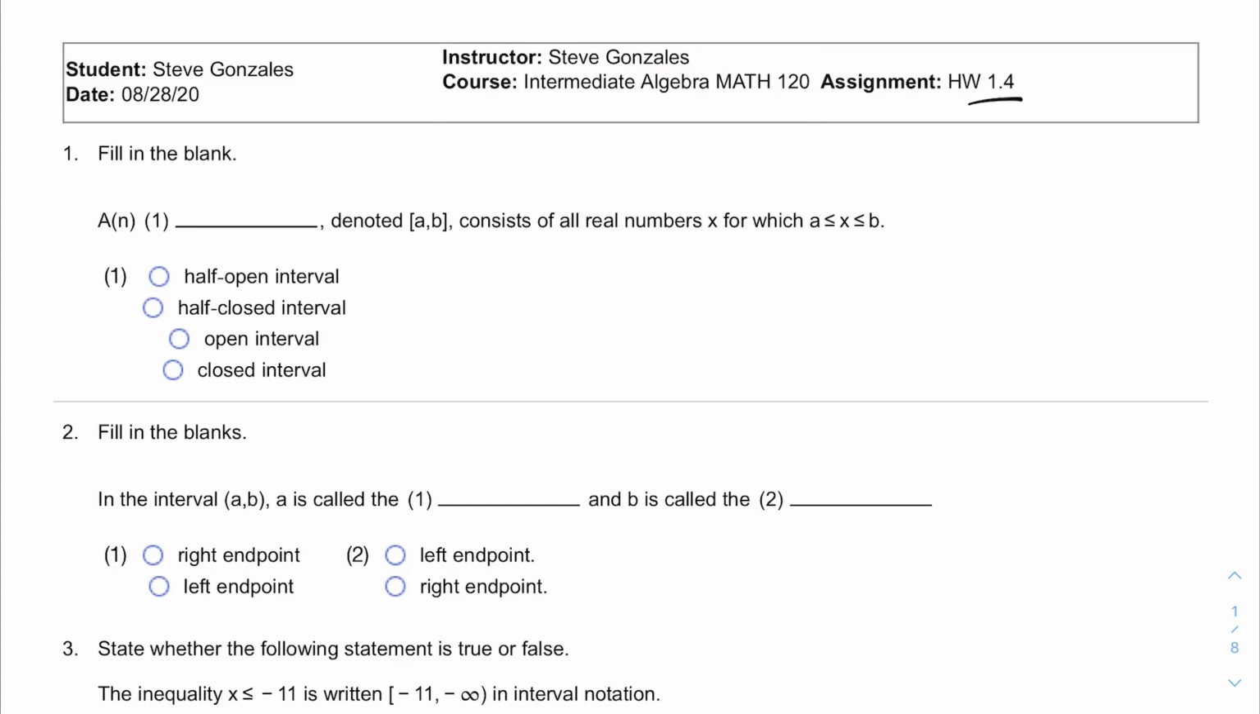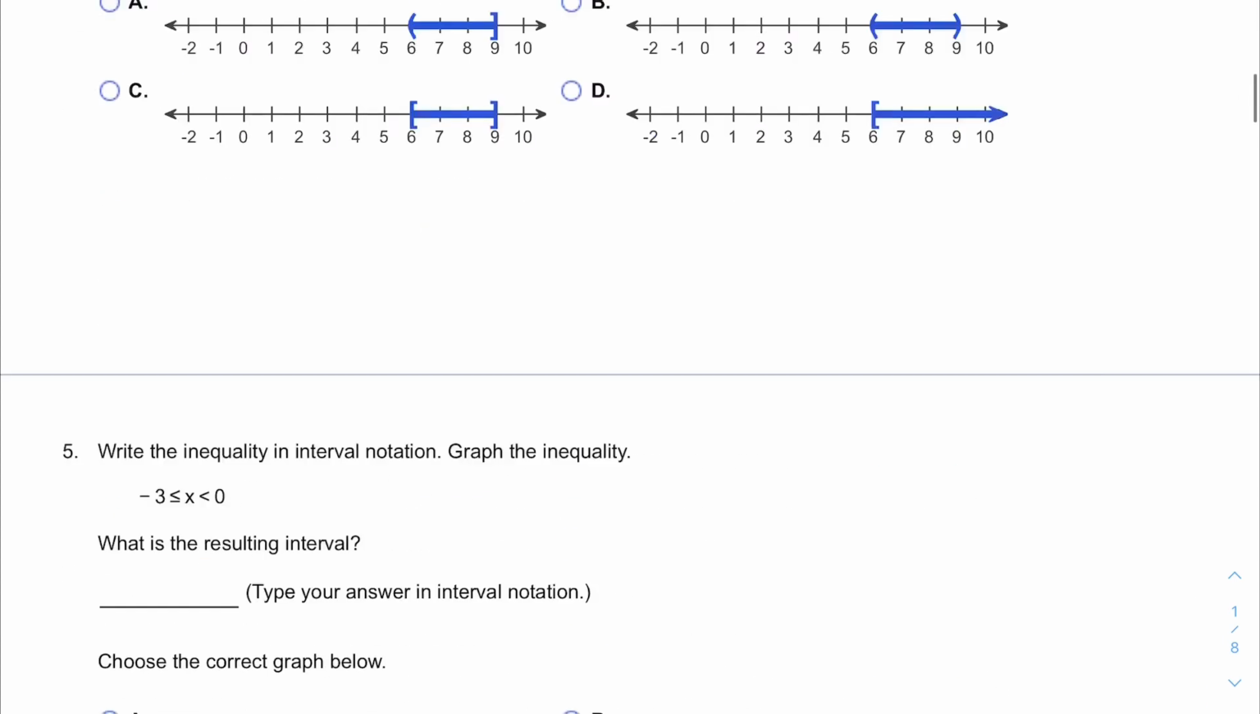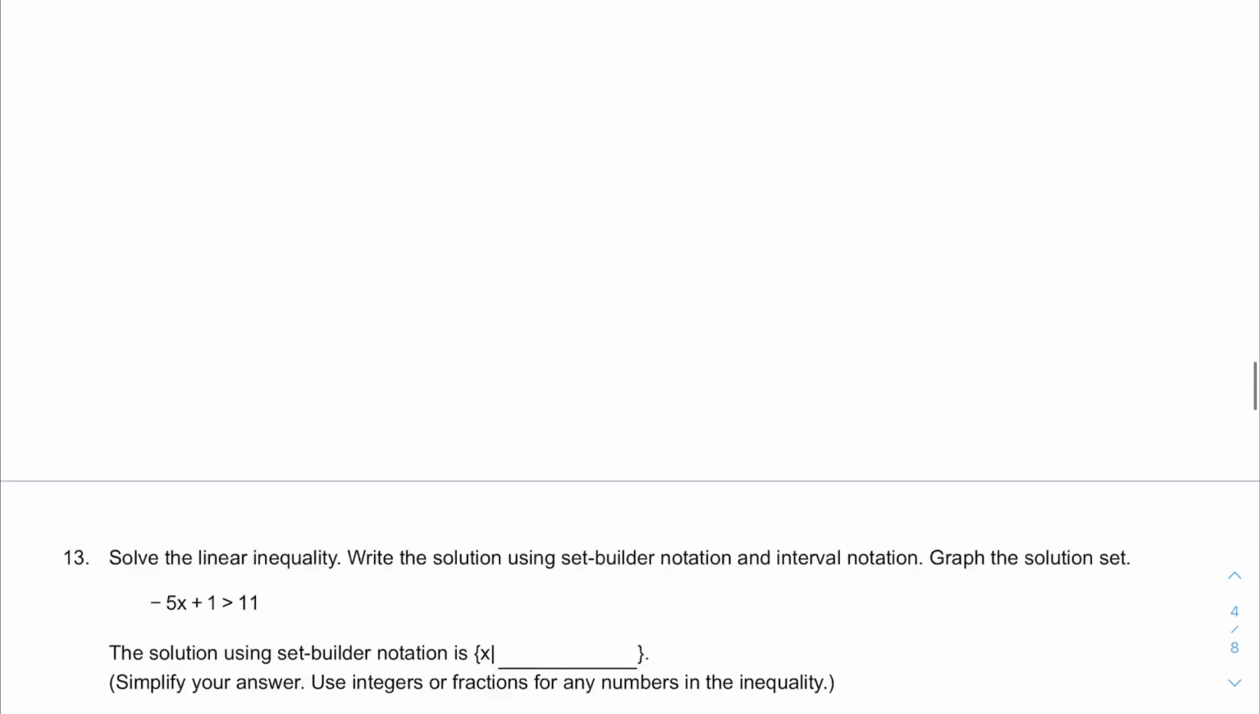Before I do the problems on 1.4, what I'd like to do is actually give you some notes about this topic, to maybe give you some notation ideas and fill in some blanks before we get started. So these are inequalities, and let's just start with this notation right here.